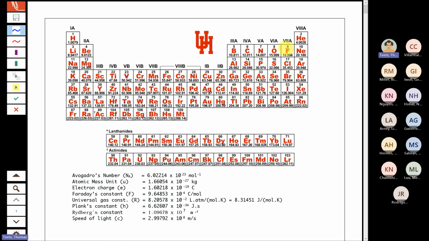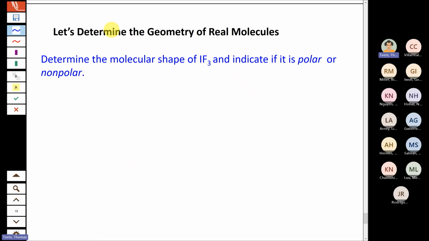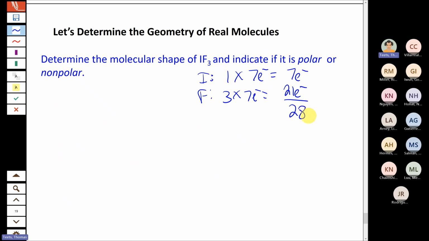So iodine and fluorine are both group 7 elements. So each of those in the structure is going to bring 7 valence electrons from different subshells, but still a total of 7 for each of them. So it's going to be iodine and fluorine, 1 iodine that brings 7 valence electrons, 3 fluorines that bring 7 each. So there should be 28 valence electrons in the structure. 28 is not a multiple of 8, so we're going to have lone pairs involved in the central atom. And so let's go ahead and draw it out.